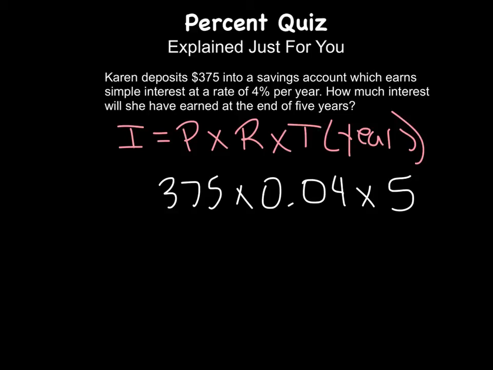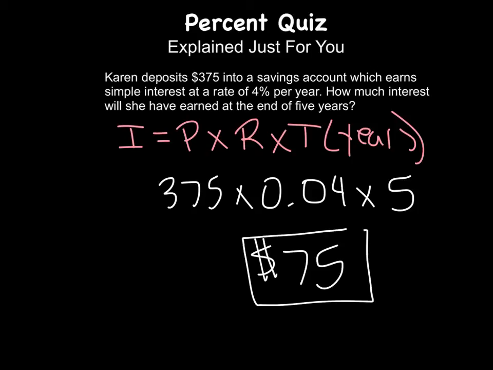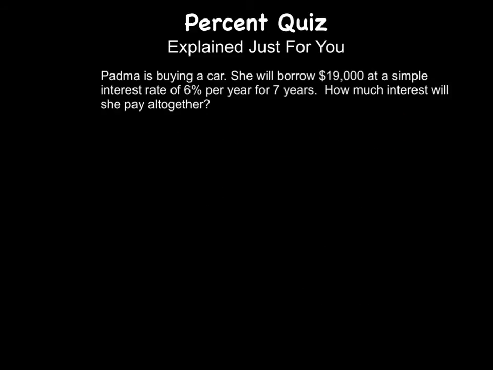And when I do that, 375 times 0.04 times 5, I get a whopping $75 in interest. Now again, this was on our video. As long as you knew this equation, this one should have been pretty easy. Let's look at the next one.